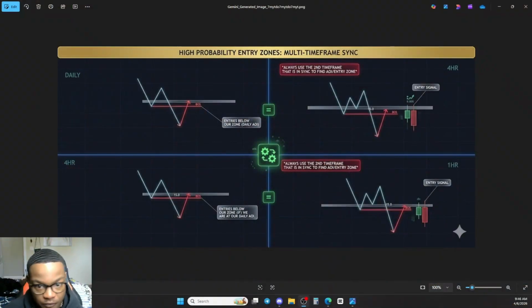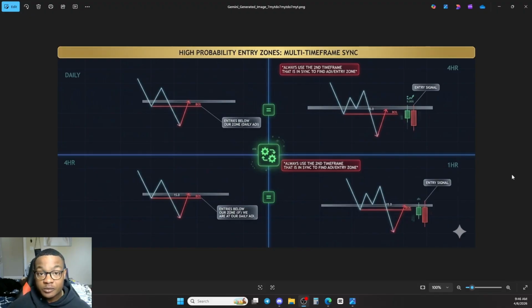All right, y'all, so very straightforward video today. I'm gonna show y'all how I find my high probability setups, which are just my entry zones, and how that comes down to just applying 2 time frames. Well, finding 2 time frames that are in sync, which is either the daily and the 4-hour or the 4-hour and the 1-hour, and then simply just looking for a bearish engulfing. I'm not doing anything more, anything less.